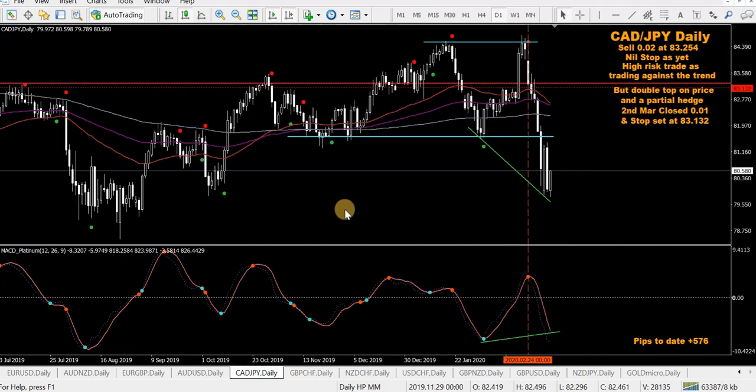CAD yen, sell up here, nice double top. Broke this support level here, which is great. Closed half and stop set below the entry level, waiting on some sort of, again, possible divergence setting up, nothing confirmed. So looking good, can't lose. CAD yen.